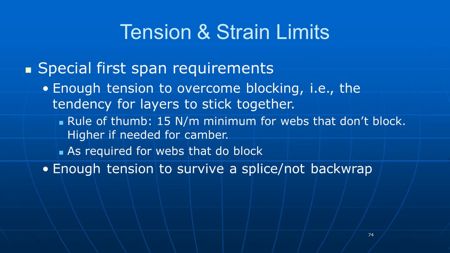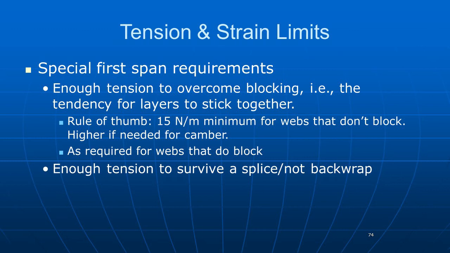If your web does block, if you have something that's got adhesive on it, or for some reason layers want to stick to each other, you may need to have a much higher tension in that first span just to peel the web off the parent roll. And so again, you have to know about that. The second thing is you have to have enough tension to survive a splice and not back wrap the parent roll. Every splicing method is pretty abusive to web tension, and it can be all over the place during a splice, depending on how well you've set it up, the nature of the splice, the type of splice that you have. But there's probably some place where the tension will spike up, and there's probably some place in there where it can drop off very low.